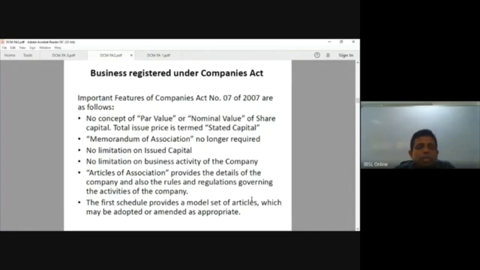Similarly, this point I already explained, no limitation of business activities of the company. That's why we took off the Memorandum of Association. Then the Articles of Association provide the details of the company and also the rules and regulations governing the activities of the company, right? And the last point, the first schedule provides a model set of articles. You can follow that model set of articles. If you are interested in opening a company, there is a model set of articles given in the first schedule.